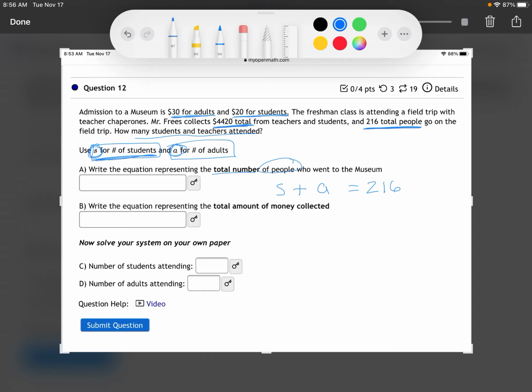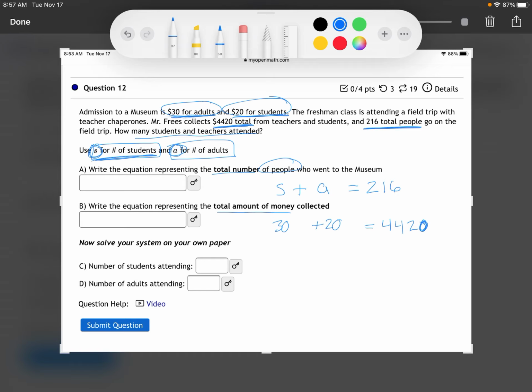Okay, writing the equation for the total amount of money collected. I also have a total amount of money, which is $4,420. But what is it that made up that money that he collected? These are the two parts that we haven't used yet, $30 and $20. We can start there. I know $30 plus $20, but I didn't collect $30 just once. He collected $30 for every adult who went.